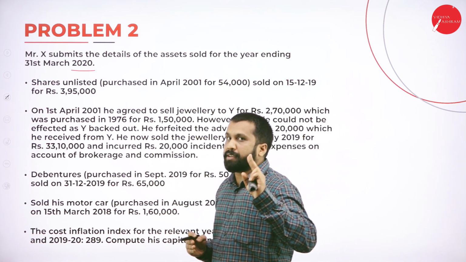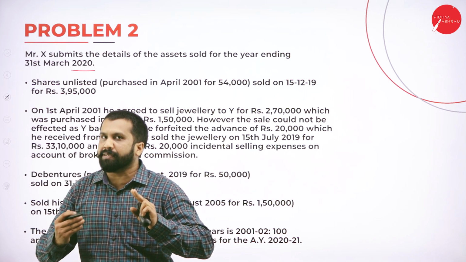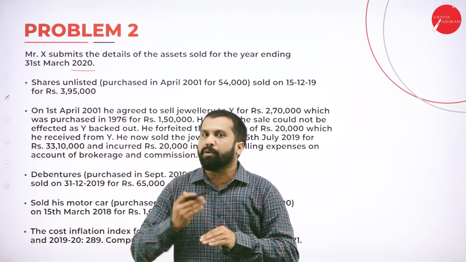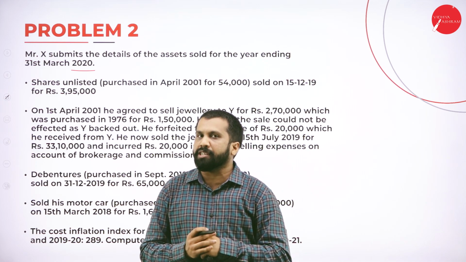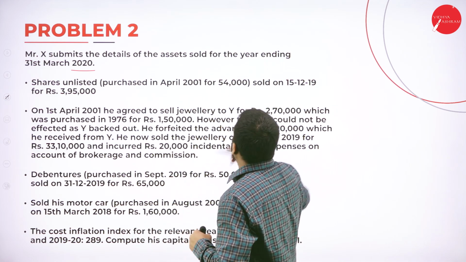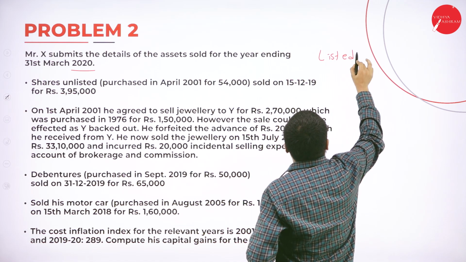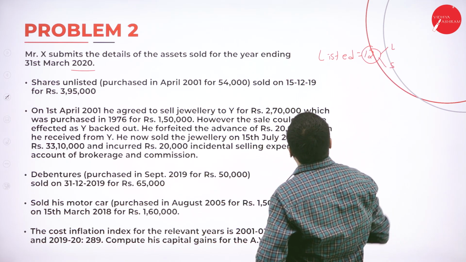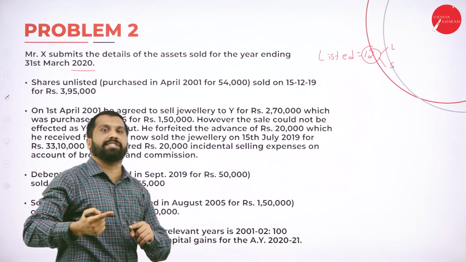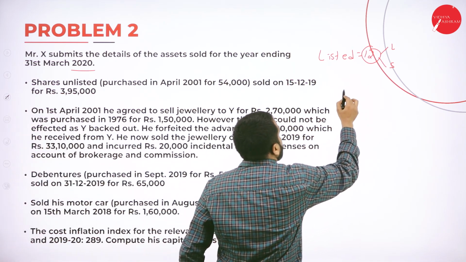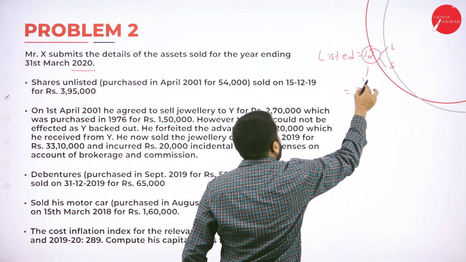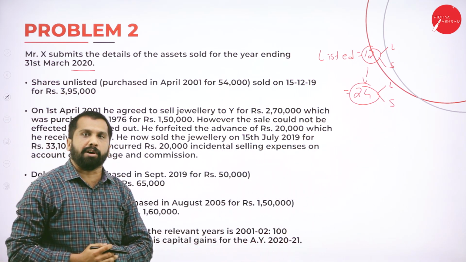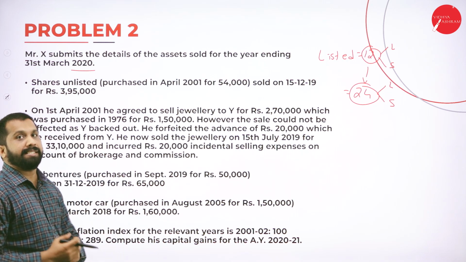Remember, there are two types of equity shares: one is listed, another one is unlisted. If it is listed shares, up to 12 months it is short term, above 12 months it is long term. Similarly, in case of unlisted, instead of 12, it will become 24. Above 24 months, long term, and before 24 months, it will be considered as short term.